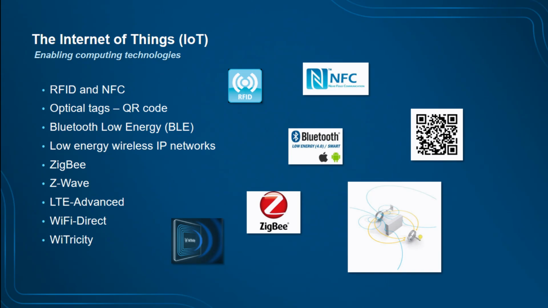The advancement of Bluetooth low energy, Bluetooth 4, consumes really little energy when connecting to devices. We have some other low energy wireless IP networks, ZigBee technology, for communicating between devices and can propagate the data from device to device. In case you don't have a network available, you can have a bunch of ZigBee devices in the field, and they will start to propagate data over.